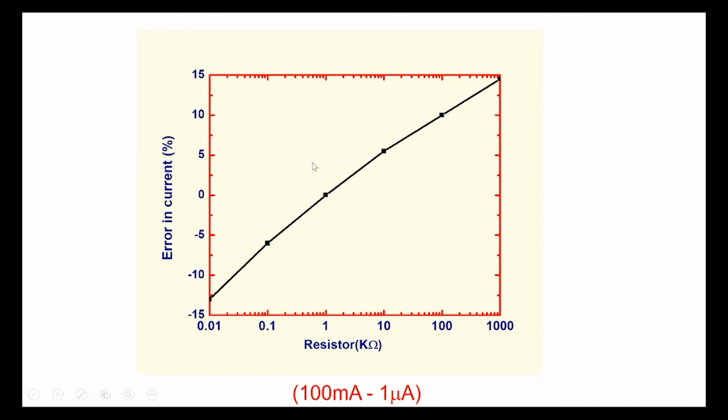And what is the error in the current? So the error in current, if I use a constant diode model, 0.7 volt, note that the error here is about maybe minus 12%. The error is about 12% here.